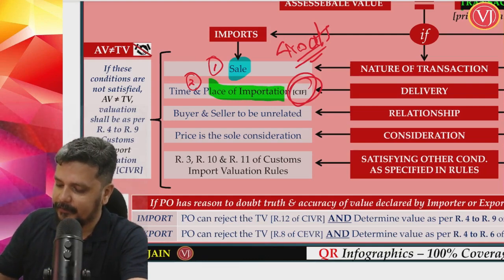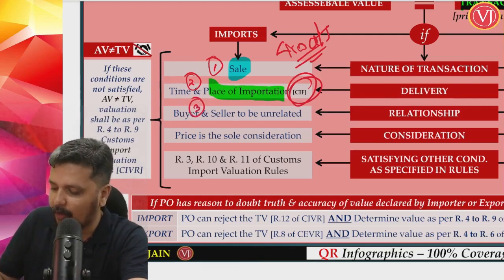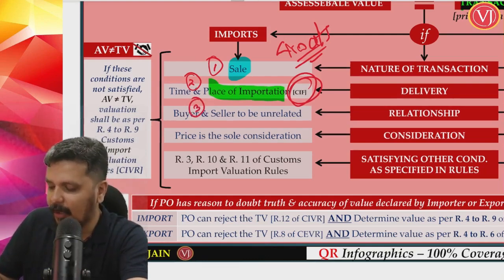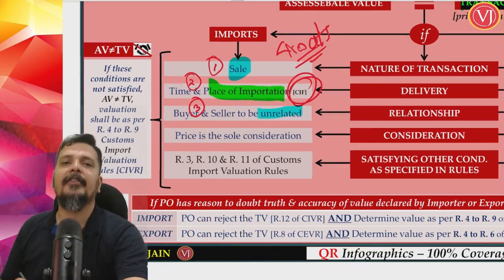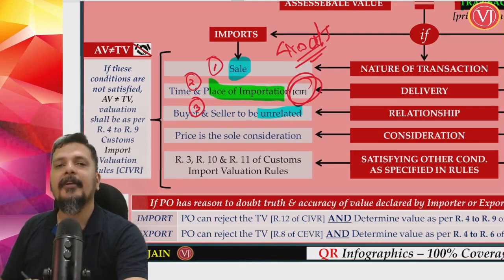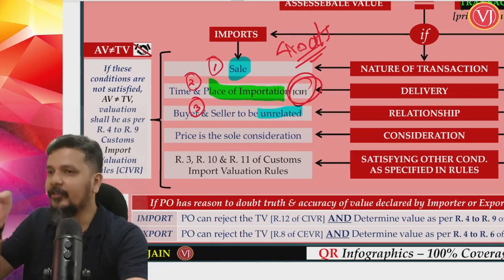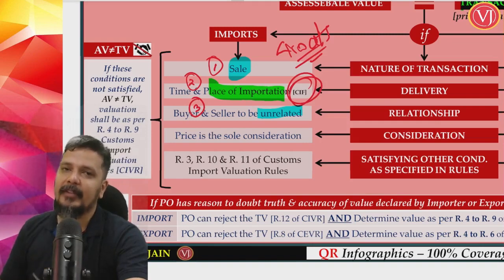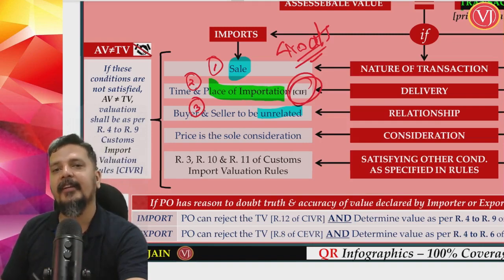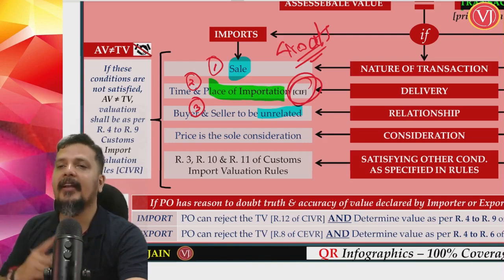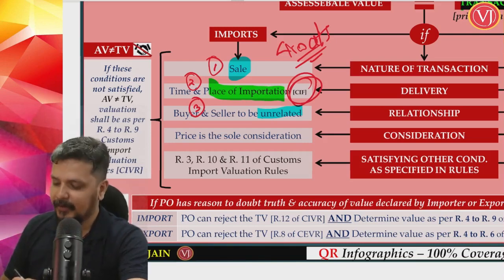Third, buyer and seller should not be related. We have discussed the definition of related person of customs when we saw GST. Related person of GST makes 2 changes: 25% to 5%. Another change in GST: sole agent is by default treated as related person, but here by default he is not treated as related person unless otherwise he is covered.